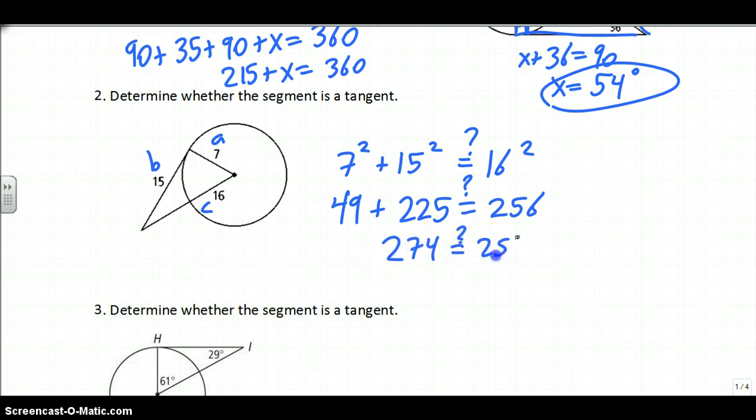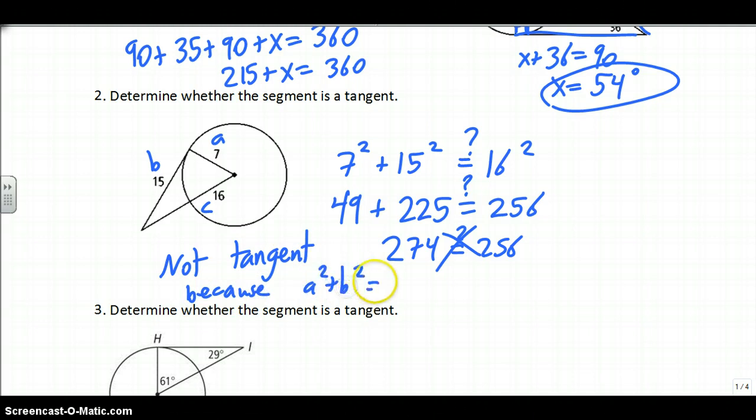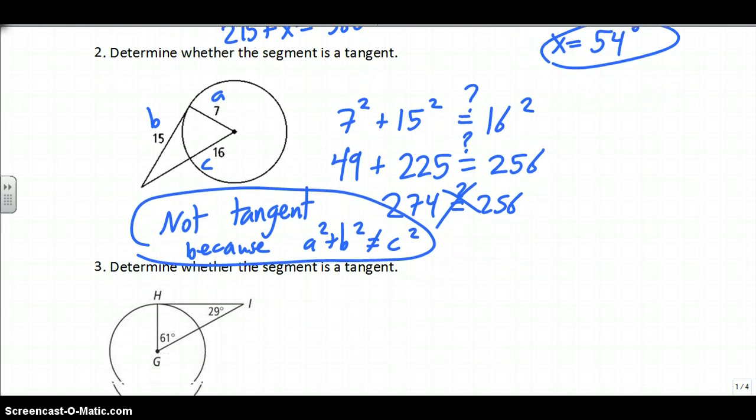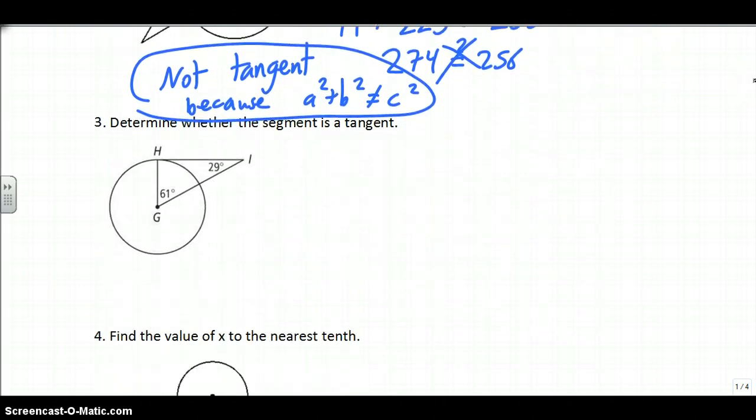Does that equal 256? Nope. So this is not tangent. And if they were to ask you to explain why, it's because a squared plus b squared does not equal c squared. Not tangent. There's going to be a lot of Pythagorean theorem on this test, alright? Told you triangles would come back.